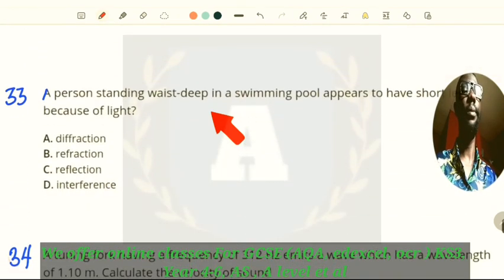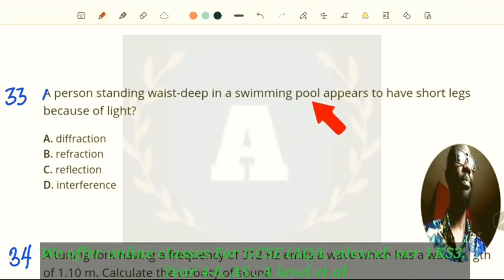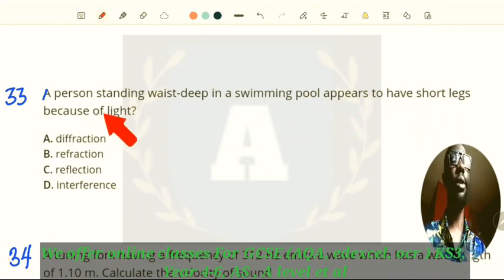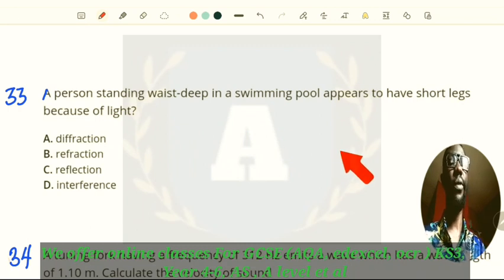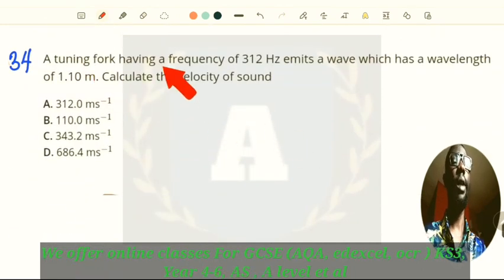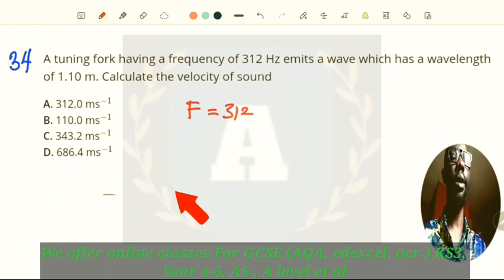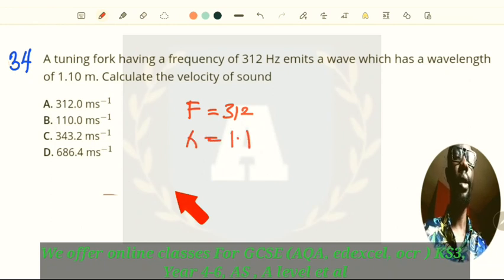A person standing waist deep in a swimming pool appears to have short legs because of light refraction. Okay, apparent change. Now the next question says, a tuning fork having a frequency of 312 Hz emits a wave which has a wavelength of 1.1. The wavelength has been given to be 1.1. Now here we are asked to calculate the velocity.